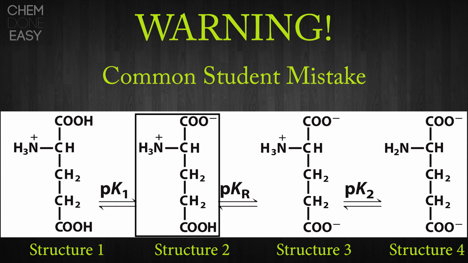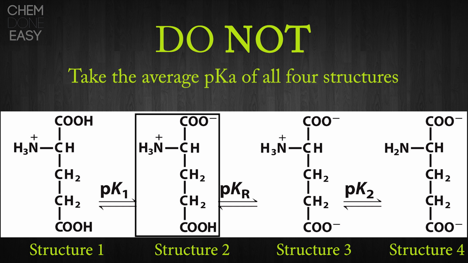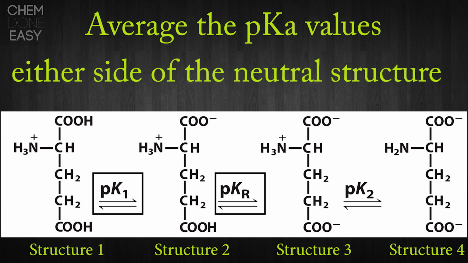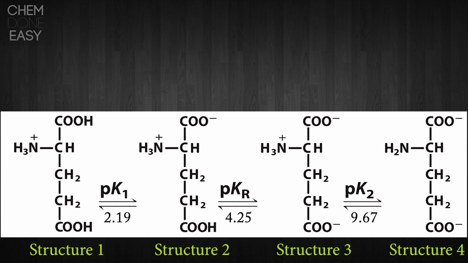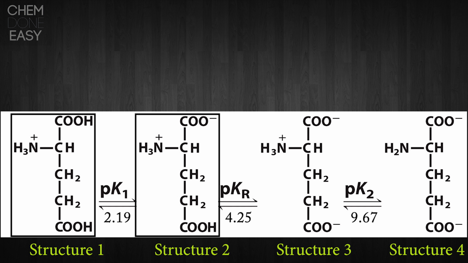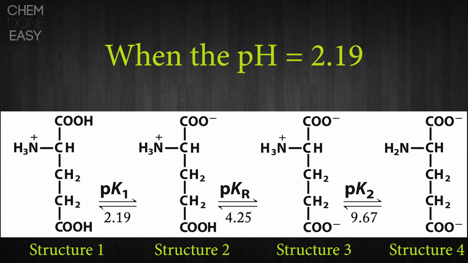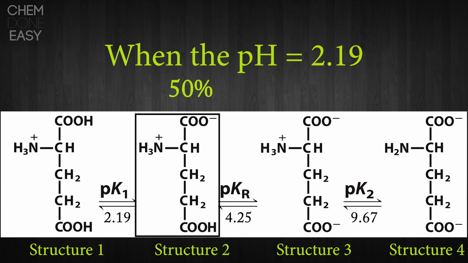Now, I wish to be very clear here. Please do not take the average pKa of all 4 structures. Instead, what we want to do is take the average of the 2 pKa values on either side of our neutral structure. We can see that the equilibrium, the pKa value, for structure 1 and structure 2 is 2.19. So that tells us that at a pH of 2.19, 50% of our molecules are going to be in structure 1, and 50% of the molecules are going to be in structure 2.